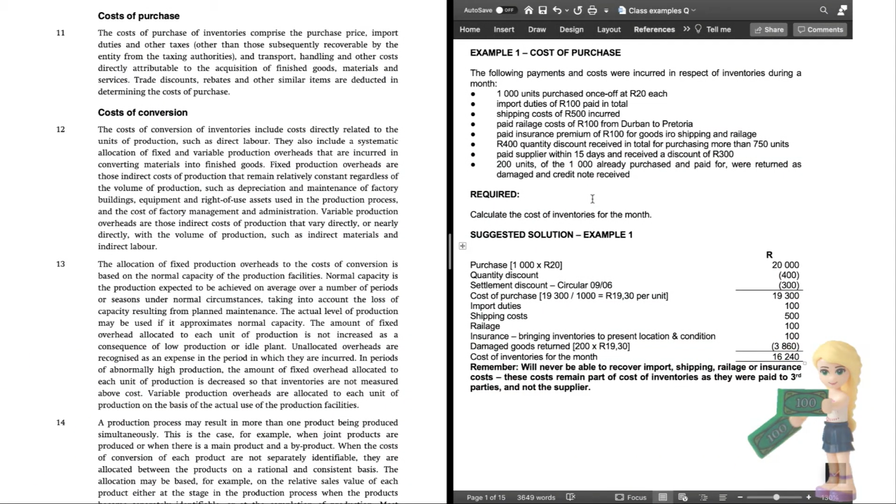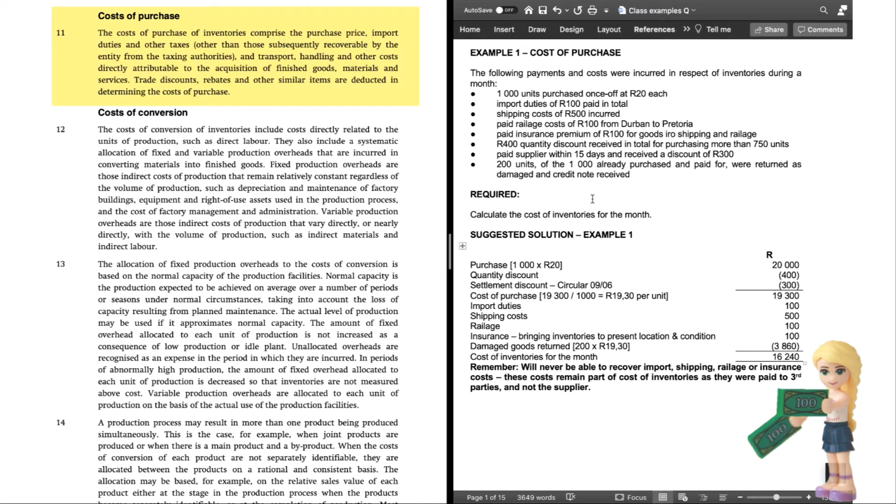Right, let's start nice and slowly. Easy example, nothing new to you. They just want you to work out the cost of purchase, which is paragraph 11. Basically, paragraph 11 is to do with a retailer, somebody that's buying clothing from various manufacturers, Adidas, Nike, whatever the case is, and then reselling it to the public. An example could be an Edgar's shop or something like that. So you're purchasing inventories, getting them from the supplier to your shop and selling them to your customers.